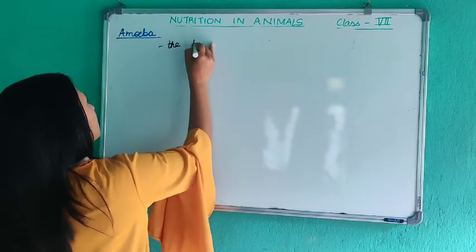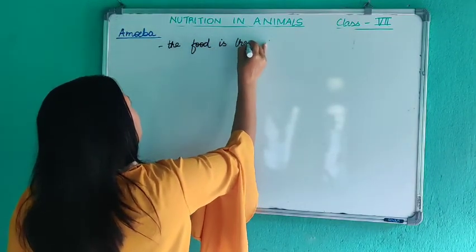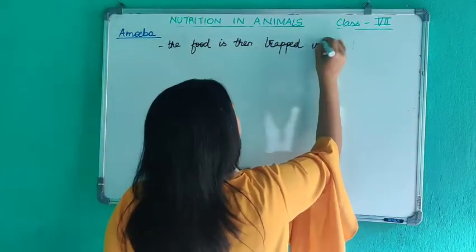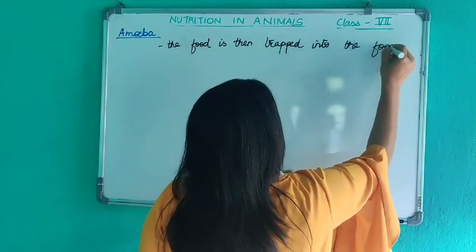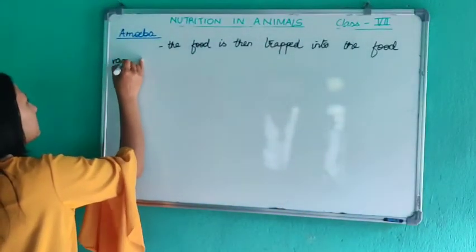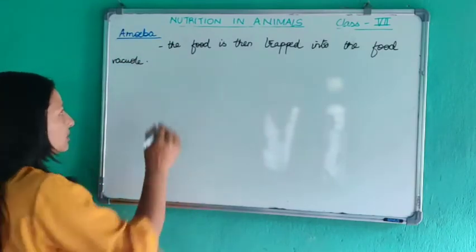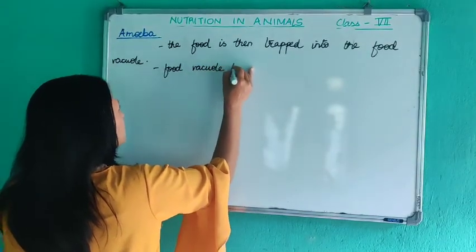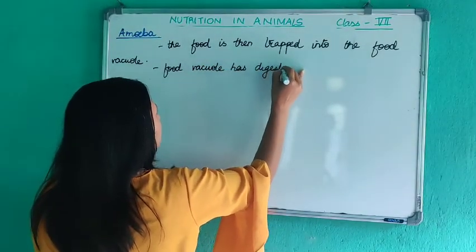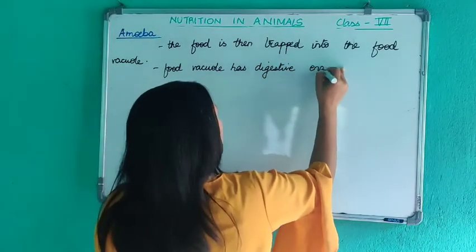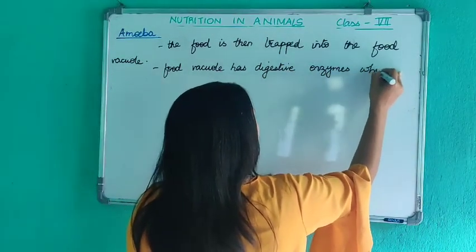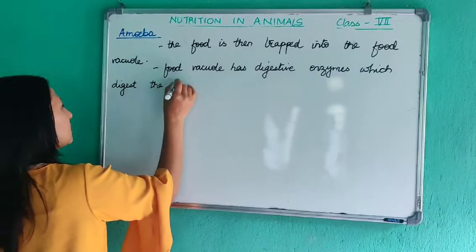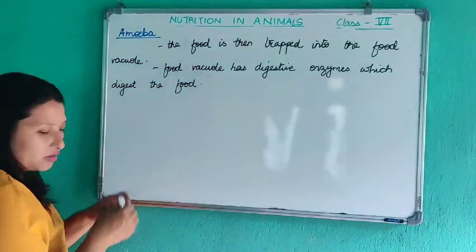The food is then trapped into the food vacuole. Okay, food vacuole ma abo trap bhayo. Now this food vacuole has digestive enzymes which digest the food. So pseudopodia ले के गर्यो?